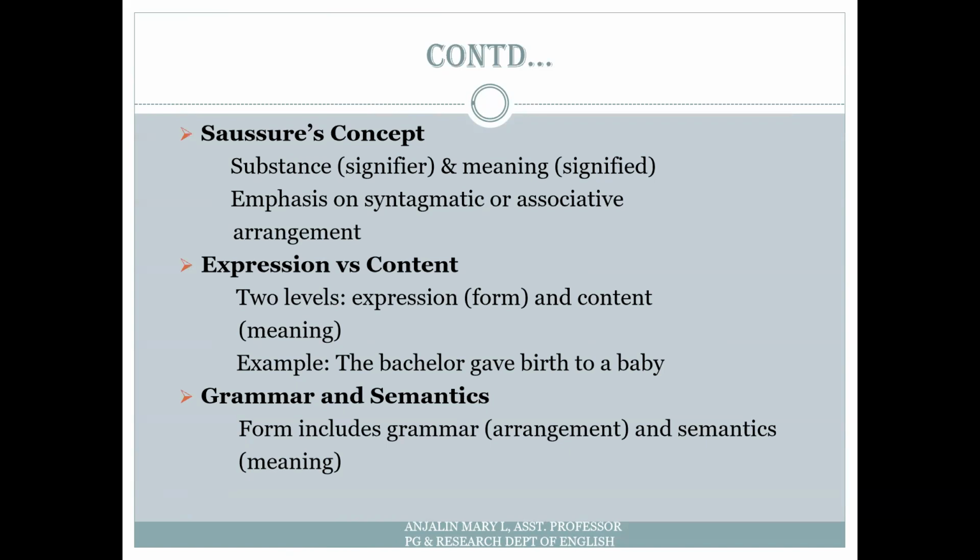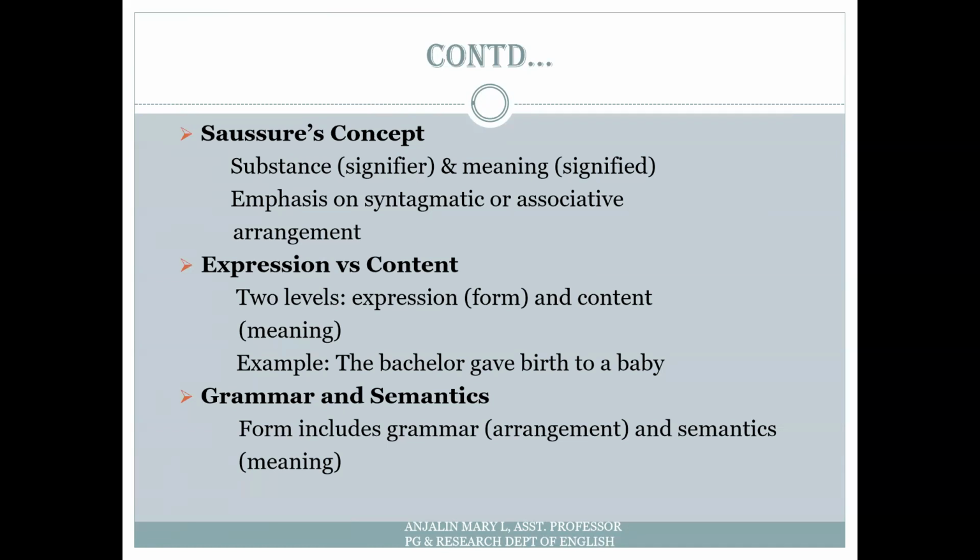And in order to make sense, it has to be linked with the signified, that is, the meaning or the concept. So sounds, when arranged in a particular order, signify something meaningfully. Words, when arranged in a particular order, express some meaningful idea or action. This means that the arrangement itself gives form to the substance of the language. That is why Saussure emphasizes the syntagmatic, which can also be called associative, arrangements in language.